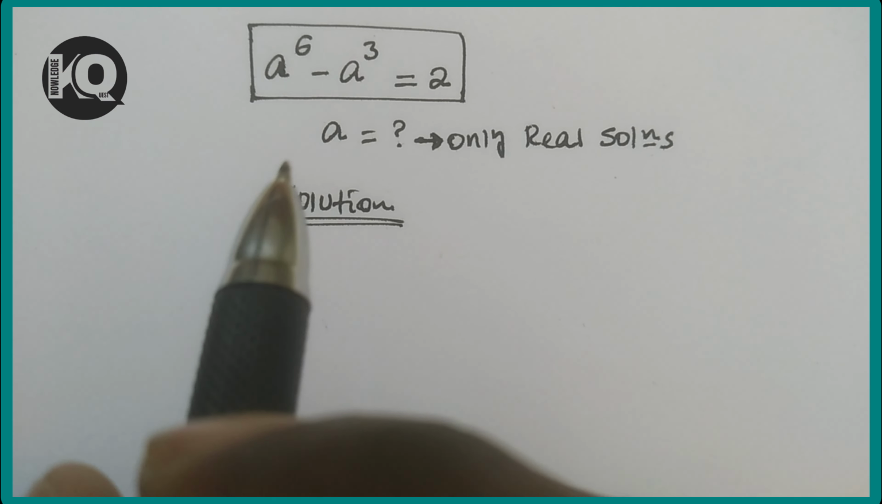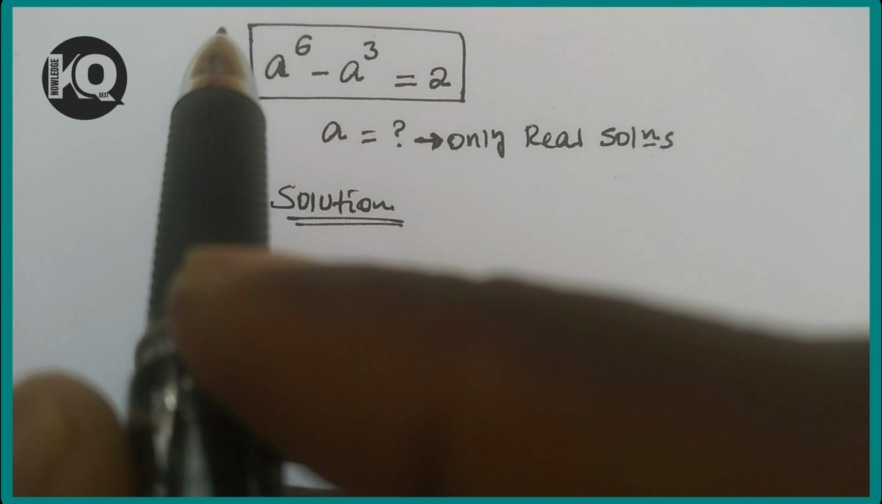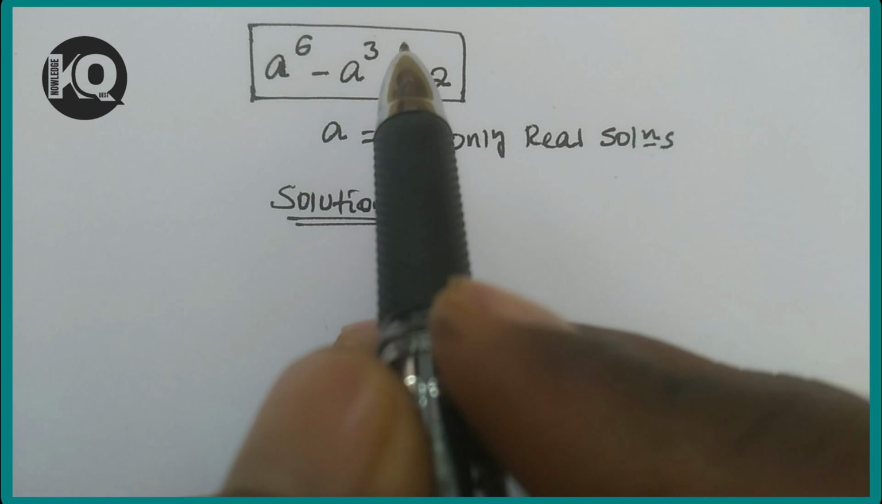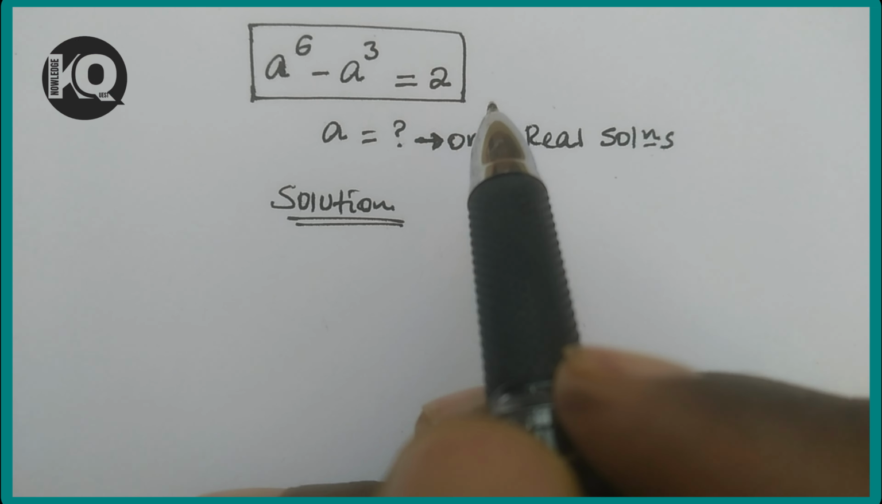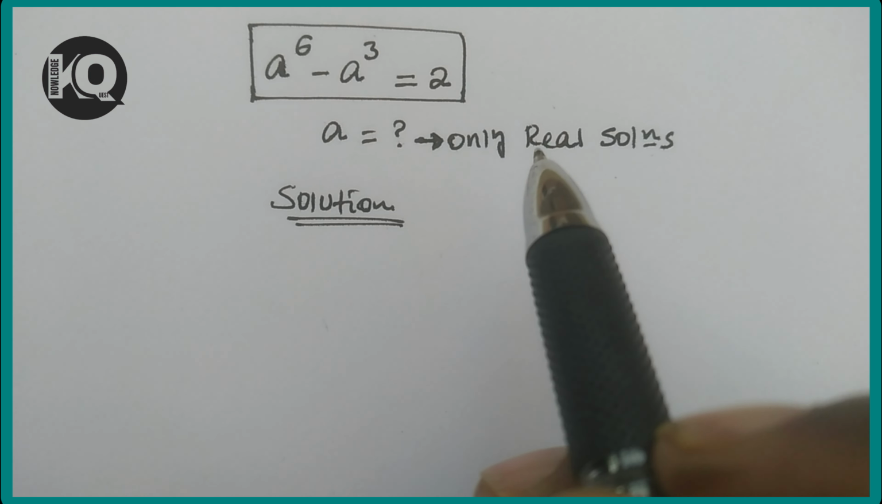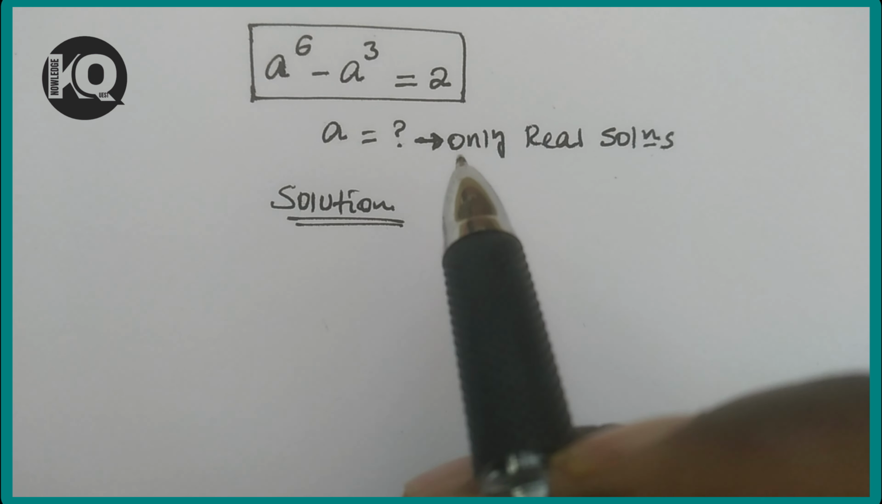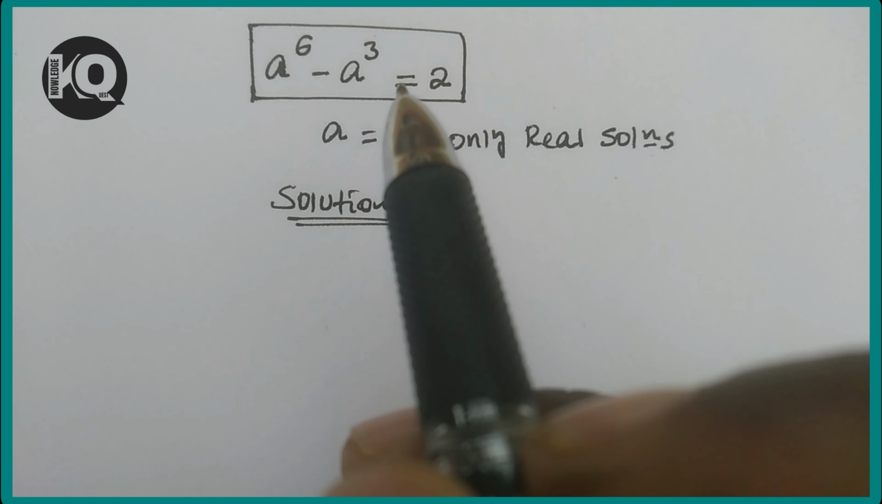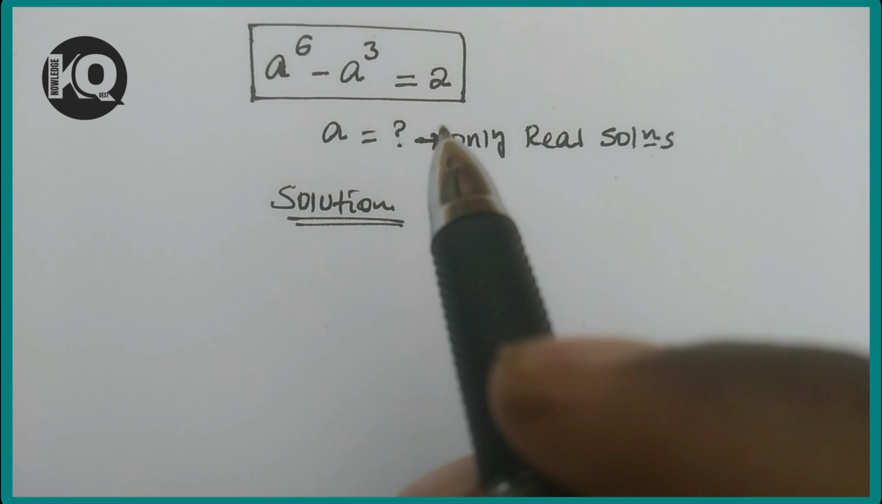Hello, welcome. Solve this equation: a to the power of 6 minus a to the power of 3 is equal to 2. Find the value of a, which is real. So we are asked to find the real solution of a, which satisfies the given equation.